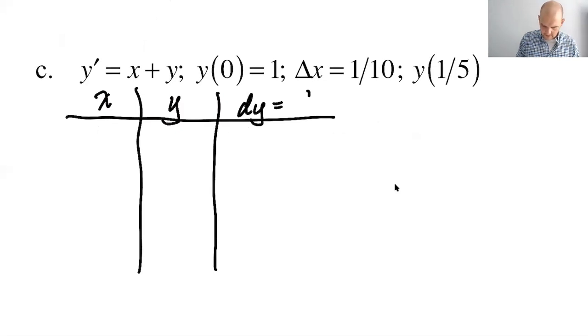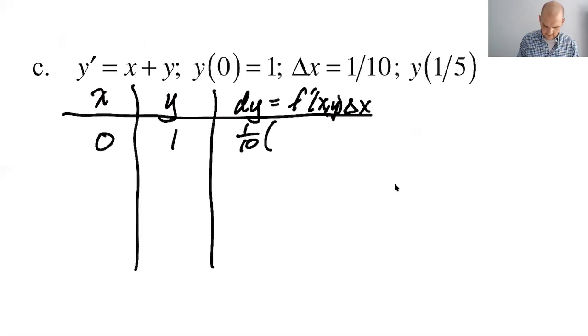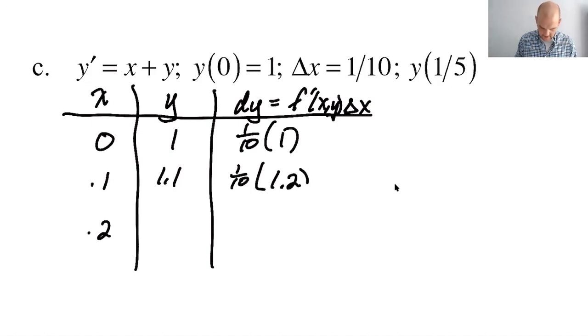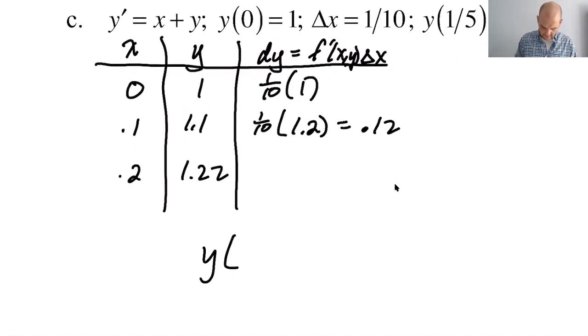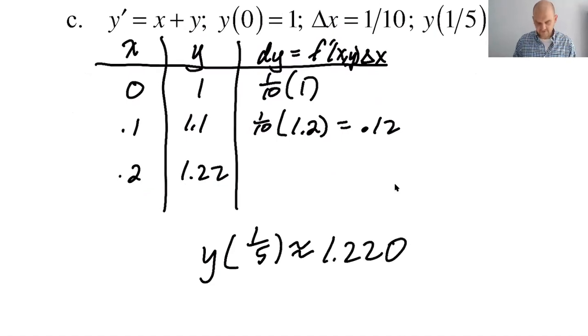dy. F prime of xy delta x. All right. Okay, here we go. So it's 0, it's 1, and then it's 1/10, and then x plus y is 1. Okay, so we add those, we get 1.1. This will be 0.1, and then 0.2, or 1/10, 2/10, so 1/10 and 1/5, and then it's going to be 1/10. X plus y is 1.2, so that's 0.12, and then we add those, we get 1.22. Killing it. So y of 1/5 is approximately 1.22. You can put a 0 if you want 3 decimals.